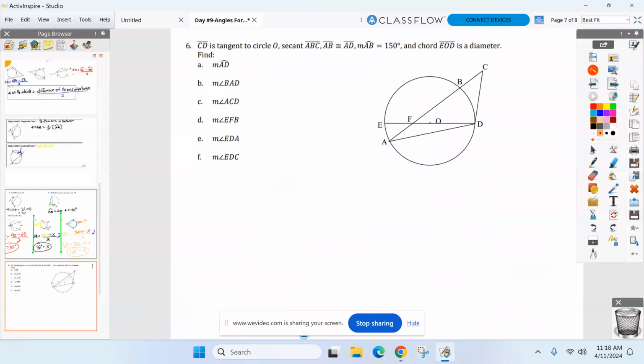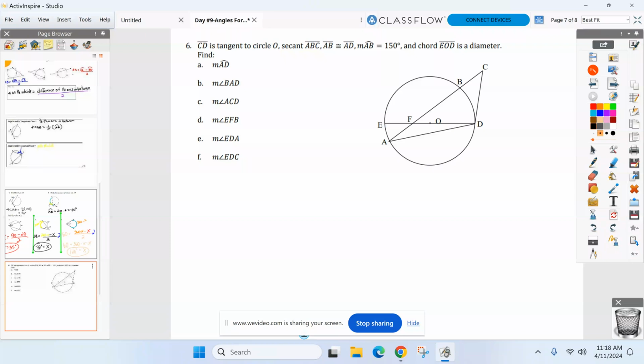first, if we can? Find all the arcs. Who cares about A through F up there? Nobody cares. Let's try to find all the arc measures first. All right, so let's see. What do we got? Ooh, CD's a tangent. Perfect. There's that secant word today. I like it. ABC. Ooh, hey. AB and AD are congruent.